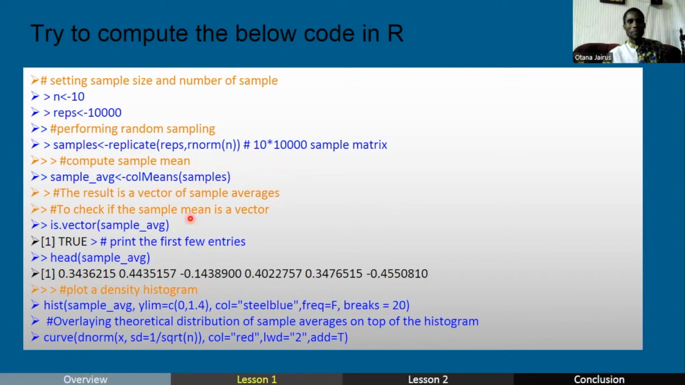We can determine if the sample mean is a vector using the is.vector function. So the is.vector function will give us either true or false. True if it is a vector, false if it is not a vector. It's not a vector. You can go ahead and view the first row for the sample average. You can go ahead and plot now the density histogram using the hist function. You can now overlay the sample average distribution on top of the histogram using the curve function.